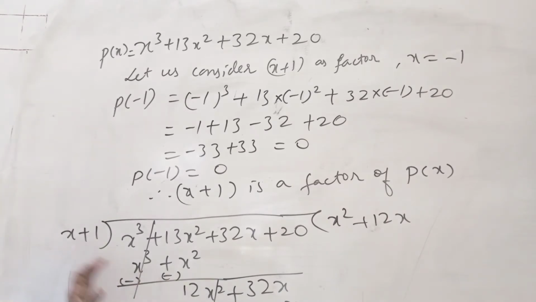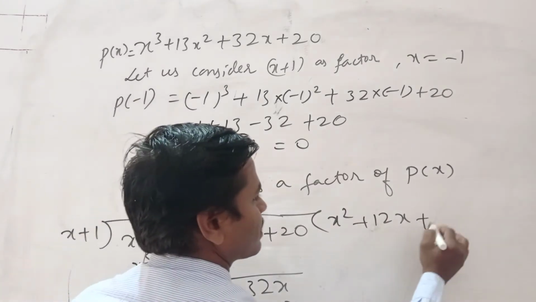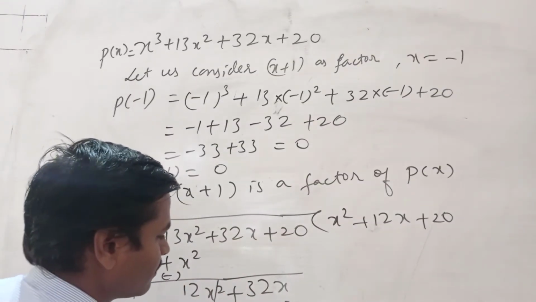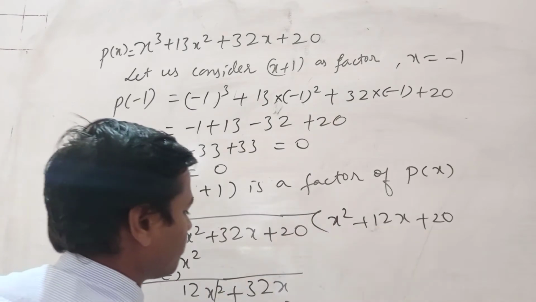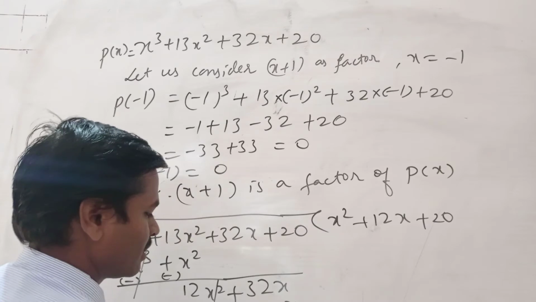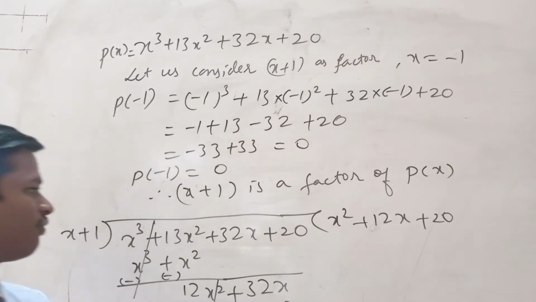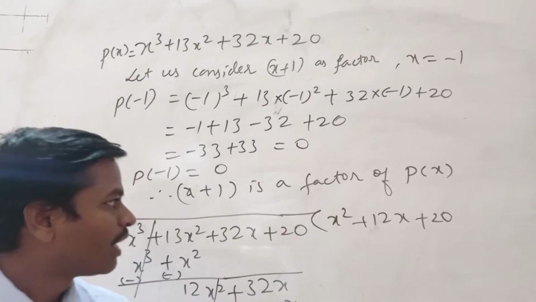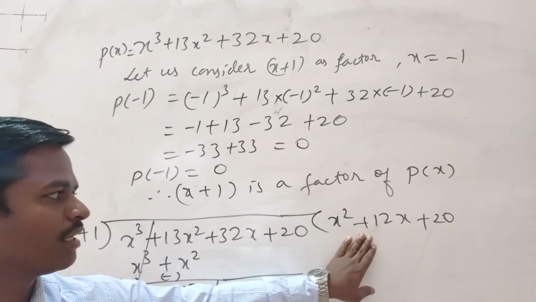First term is x here. First term is 20x plus 20. Now, what is here? 20 into x will become 20x. 20 into 1 is plus 20. This will be minus minus. Both will become 0. Therefore, our remainder is 0. We can stop here. Now, we can factorize this polynomial again.